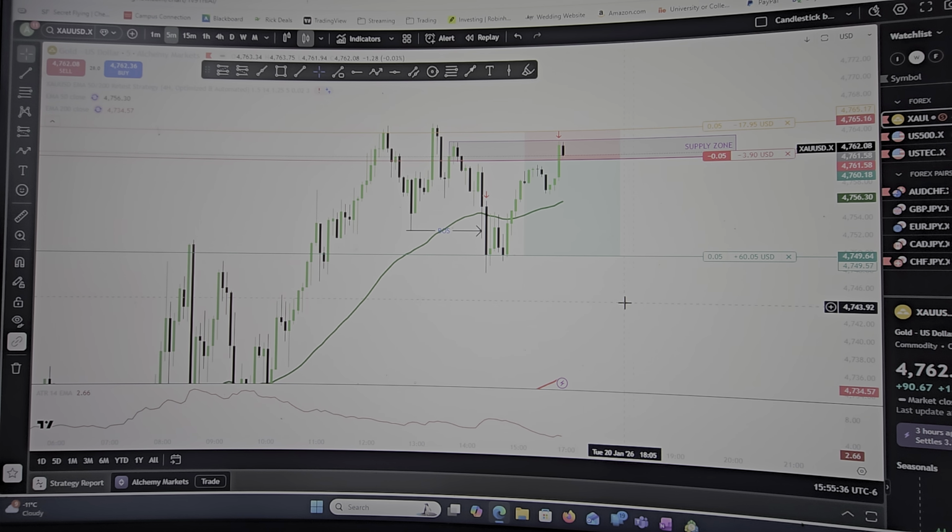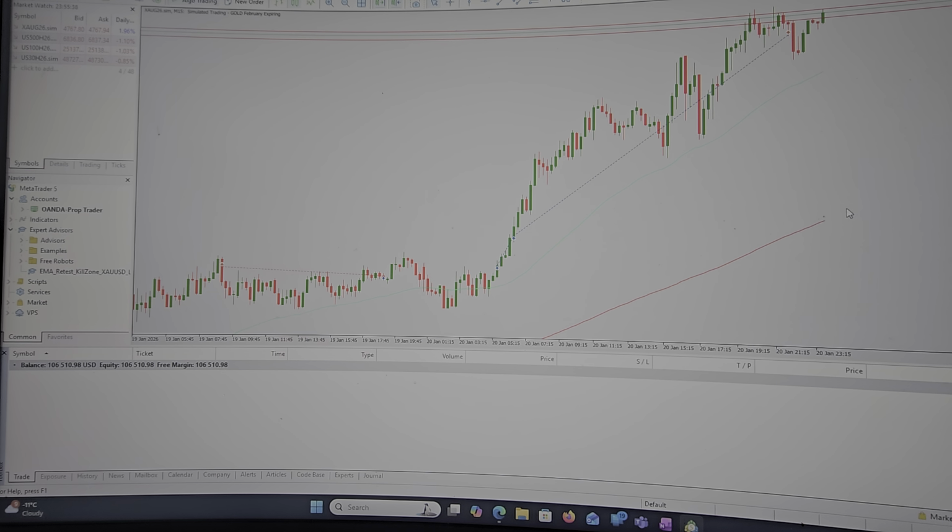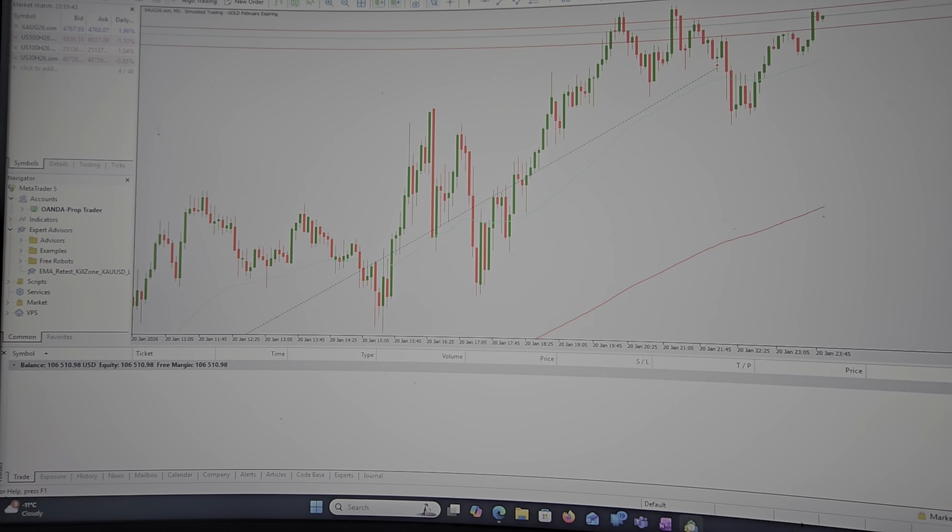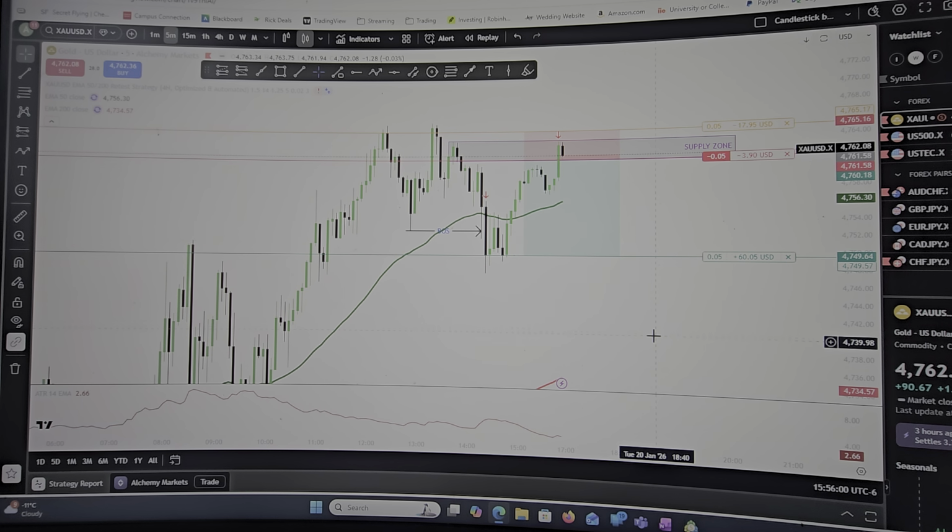FXify funded account, but I haven't taken the trade on my FTMO challenge account yet, because I don't want to overtrade on this challenge account. So our current balance is about $106,500. So we're up $6,500. So I don't want to overtrade. If I can take a trade a day, then that's good for me, as long as we're making consistent profits.